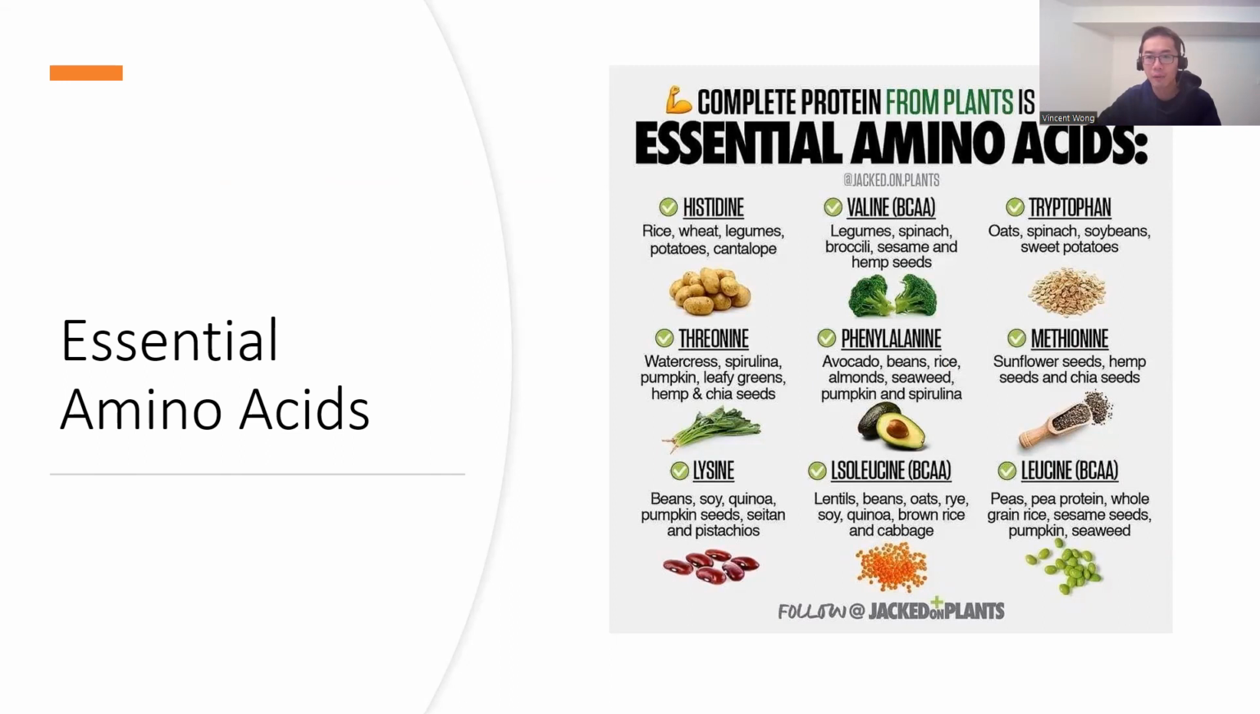So let's say for whatever reason you need to have more tryptophan, then you can eat some oats, some spinach, right? Soybean, sweet potato. Okay, but like I said, if you're not a picky eater, a general diet would have pretty good coverage of these things. All right, so each of these is an amino acid, right?